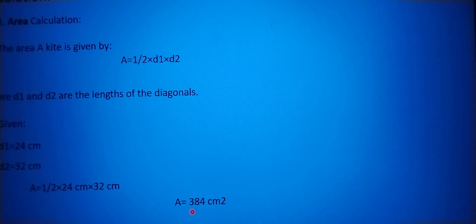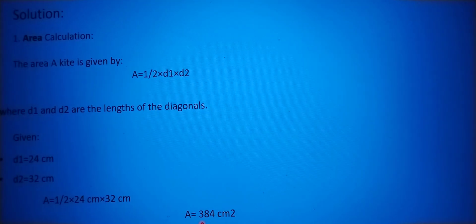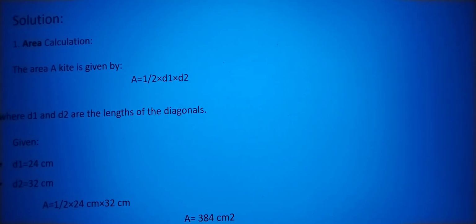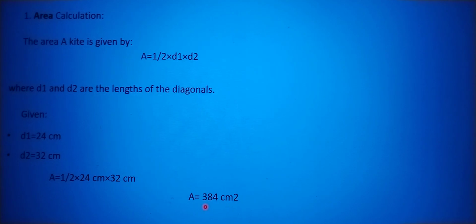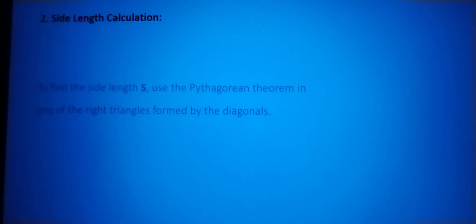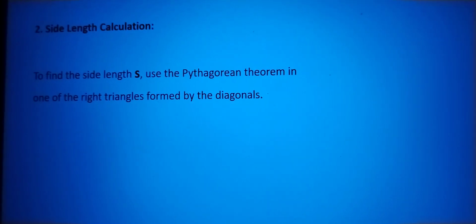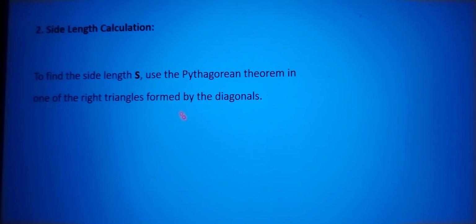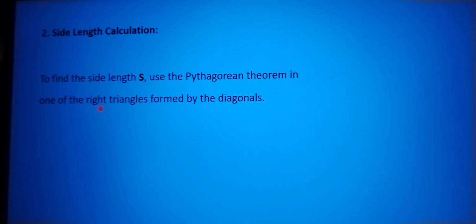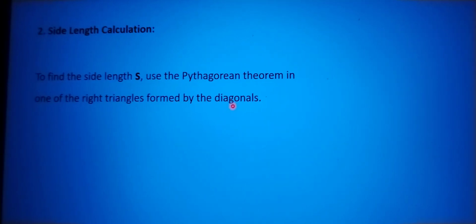Now we have solved one part of the question, which is to find the area. Now the last part is to find the lengths of all sides. So to calculate that, which is a side length calculation, to find the side lengths, use the Pythagorean theorem in one of the right triangles formed by the diagonals.